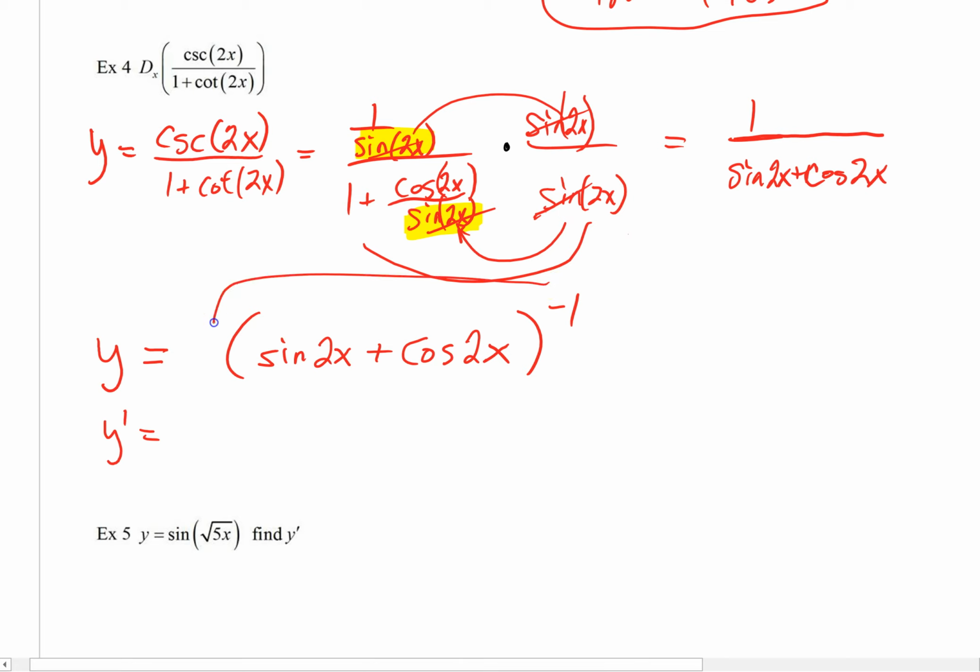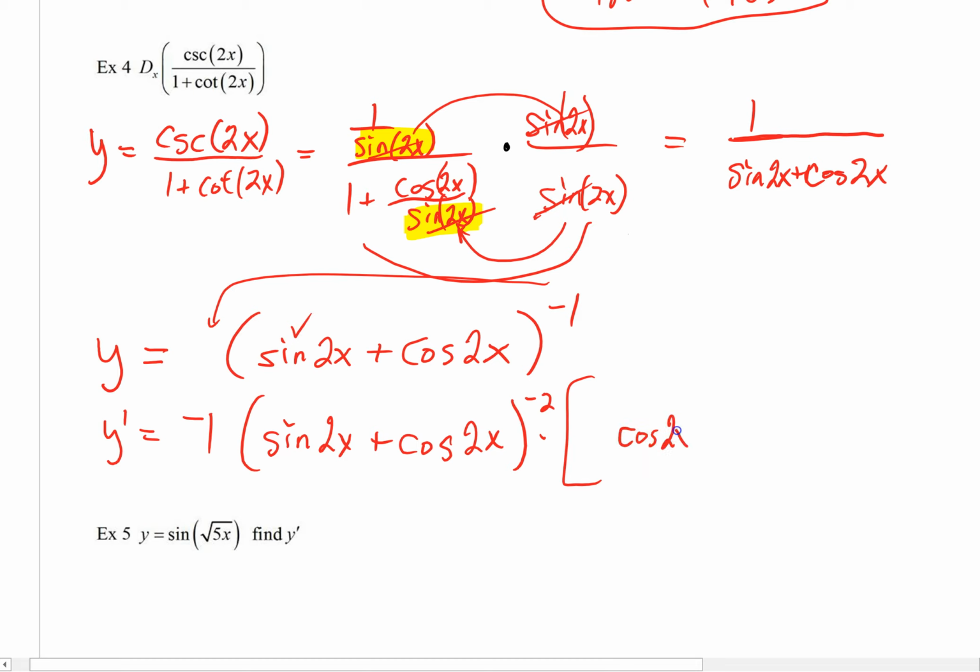Y prime, I'm going to bring negative 1 down, the derivative of the outside. And I'm going to subtract a 1. That's going to go to negative 2. Then I'm going to multiply by the derivative of the inside. What's the derivative of the sine of 2x? The derivative of sine is cosine of 2x. But chain rule within a chain rule here, you have to take the derivative of 2x, you're going to get a 2. I could put the 2 after the cosine of 2x, I could put the 2 out in front of it.